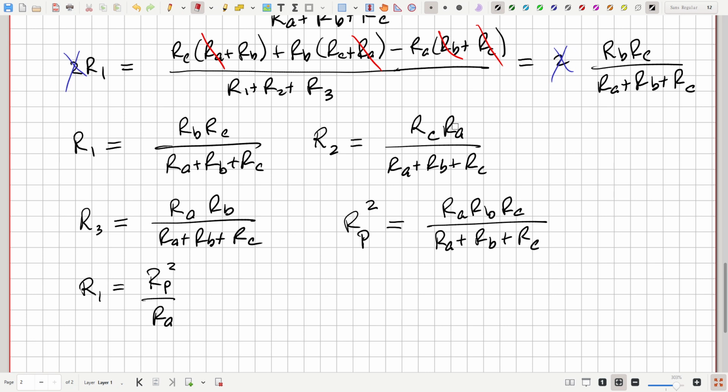If we do that, then these three expressions become rather simple: R1 is RP squared over RA, because this just has B and C. So if we divide by RA, we get rid of that RA factor. For R2, we want to divide by RB because then it leaves you just A and C. So R2 is RP squared over RB, and R3 is RP squared over RC. So this is convenient. You can just up front calculate this RP squared and then reuse it. So convenient for a calculator.